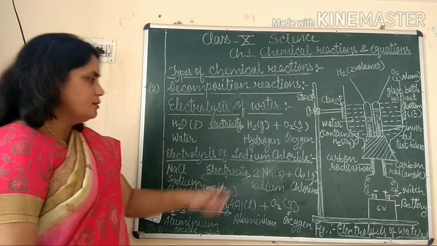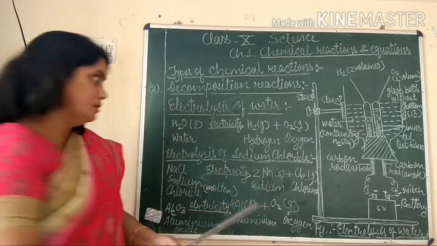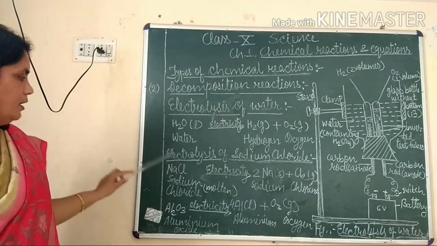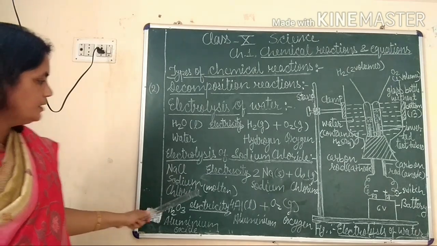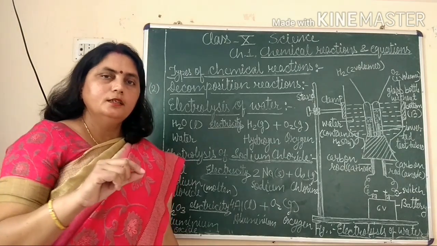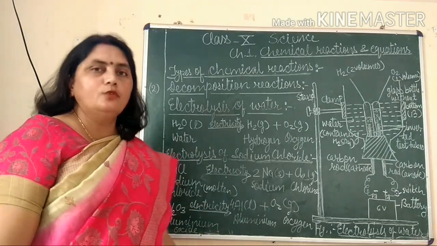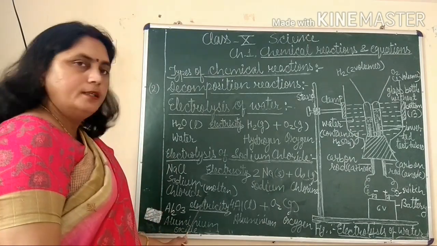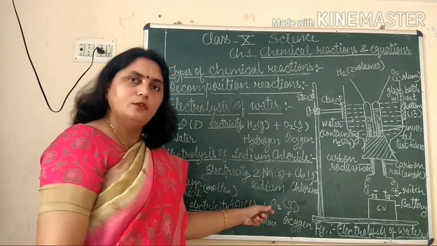Now next is electrolysis of sodium chloride. In the same type of setup, the liquid which is taken here is called the electrolyte. So NaCl, sodium chloride, is taken in molten state. See, when we dissolve salt in water, it is an aqueous solution of salt. Now here sodium chloride is molten and it needs a lot of heat to melt it. So sodium chloride in molten state, electricity is passed through it and we get sodium and chlorine.